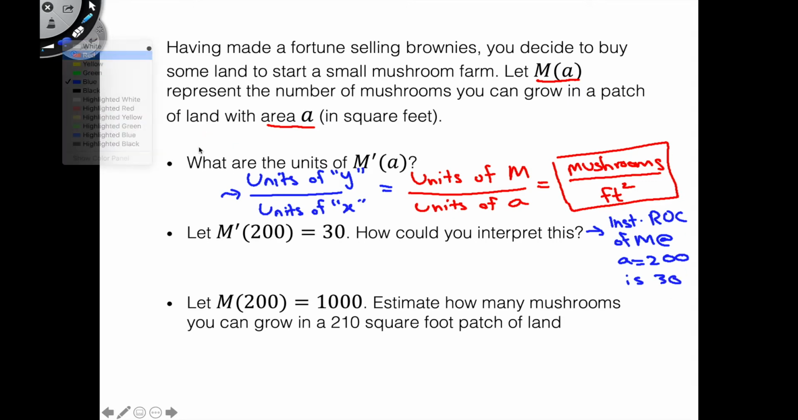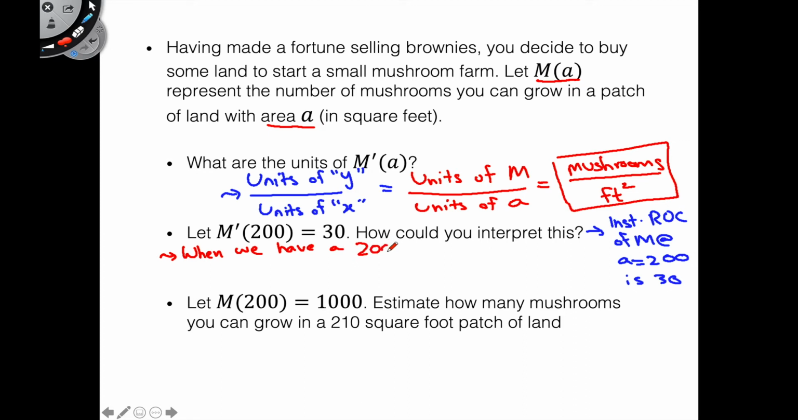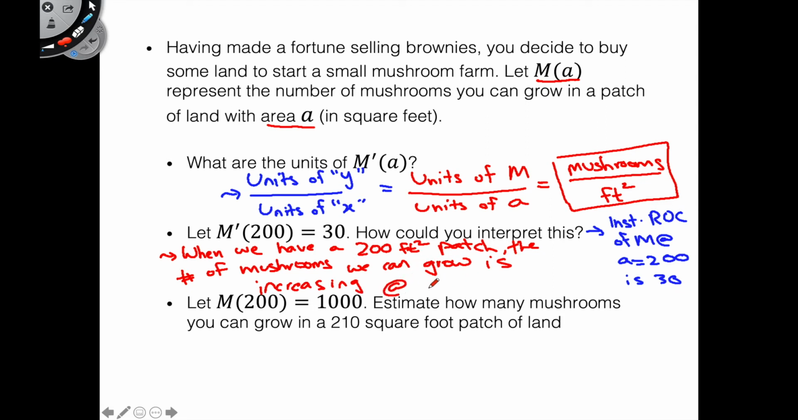Translating this into more meaningful words, that's saying that when we have a 200 square foot patch, the number of mushrooms we can grow is increasing at 30 mushrooms per square foot. Okay, awesome. So that's that.